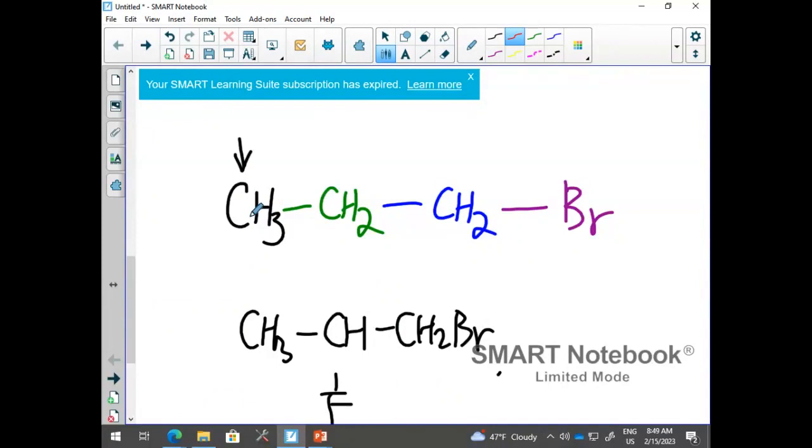Vicinal means the proton on the neighboring carbon, just the neighboring carbon. Only 2. So this one, 2 plus 1, the signal of the CH3 protons should split into a triplet. 3 lines. The signal has 3 lines.